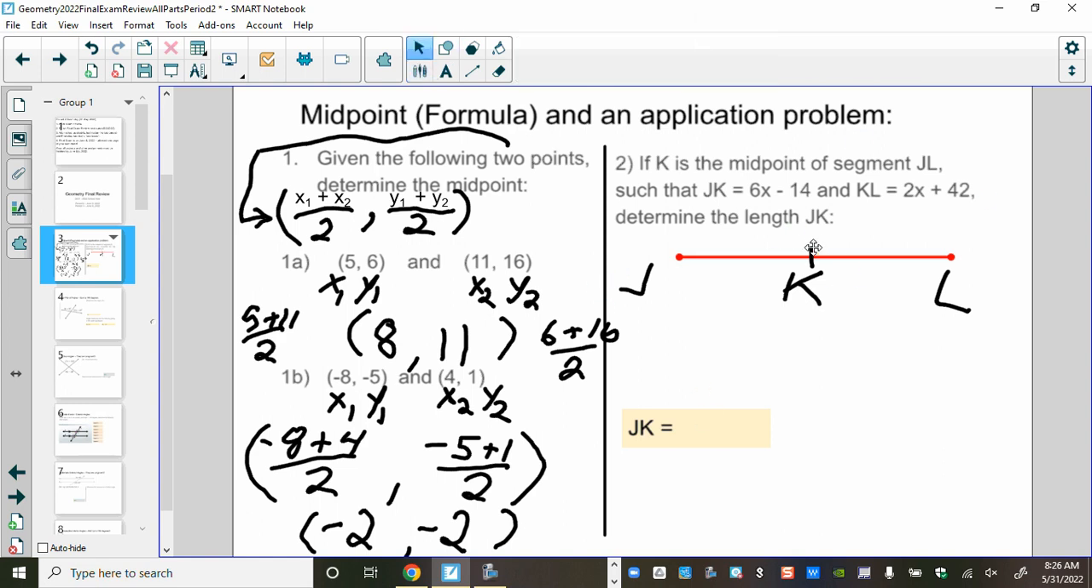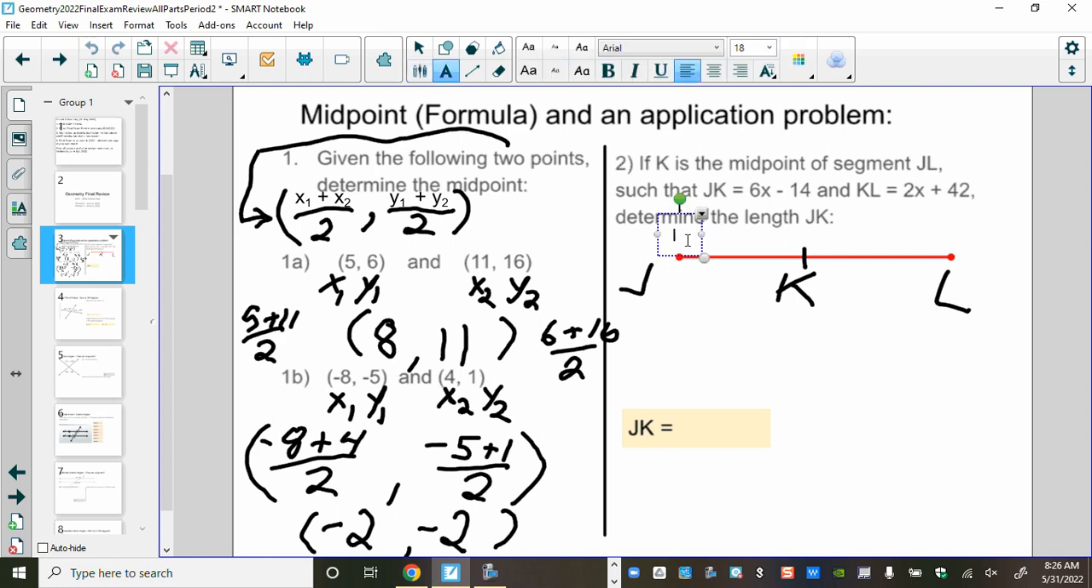Now, what do we know about the distance? If K is the midpoint, what do we know about the distance from J to K, and then again from K to L? If it's a midpoint, then these two distances must be the same. Good, Joey. These two distances will be the same.